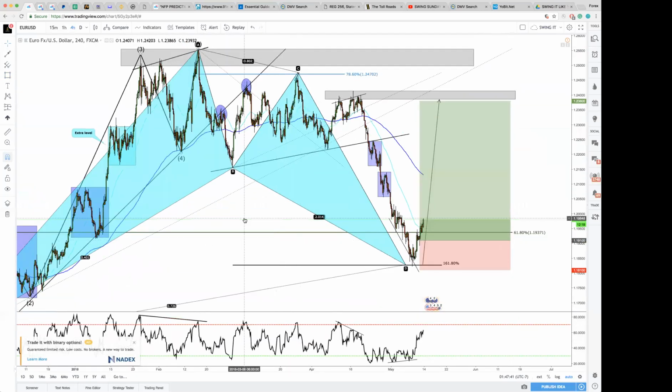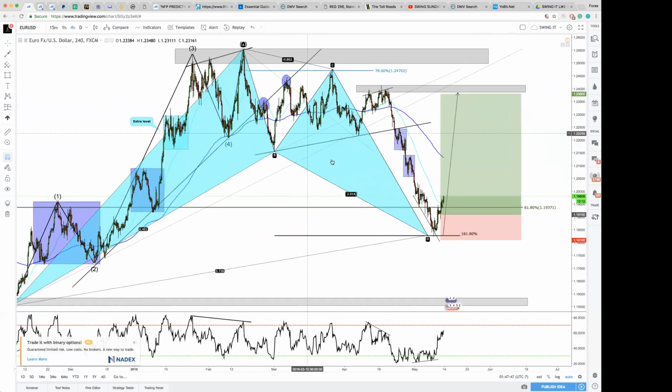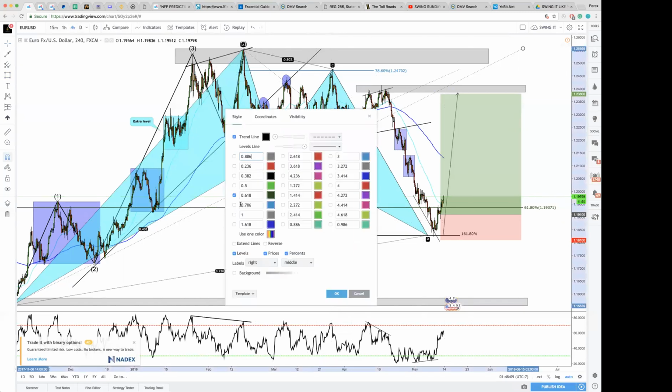All right, Euro USD basically created the nice W level 1, level 2, extra level M formation level 1. And at the same time, it also created the harmonic pattern with the smaller time frame of market maker. Right here is a smaller M, level 1, level 2, and a nice W at the 161 point expansion, Fibonacci expansion, and at the same time, it's a 61. Let me see if it's a 78.6. Yeah, it's a 61.8 retracement.